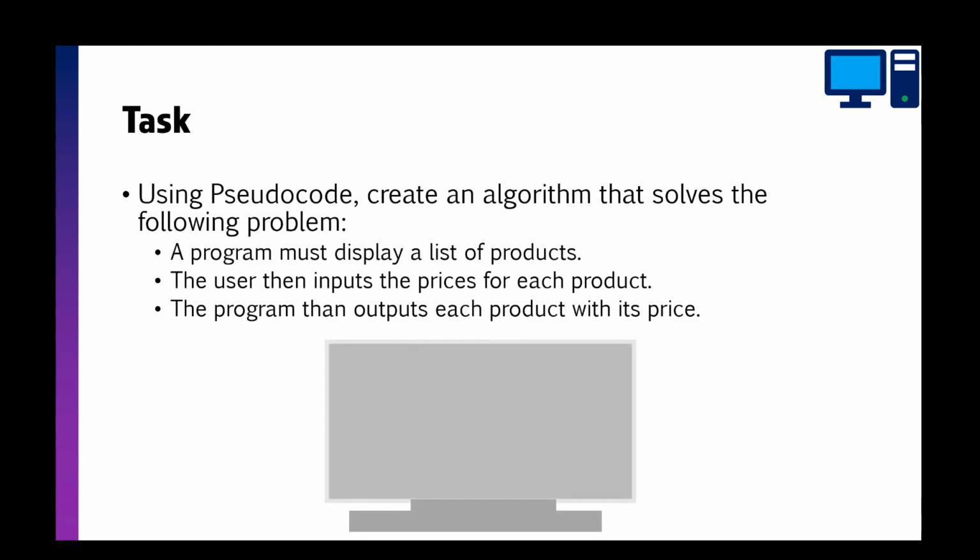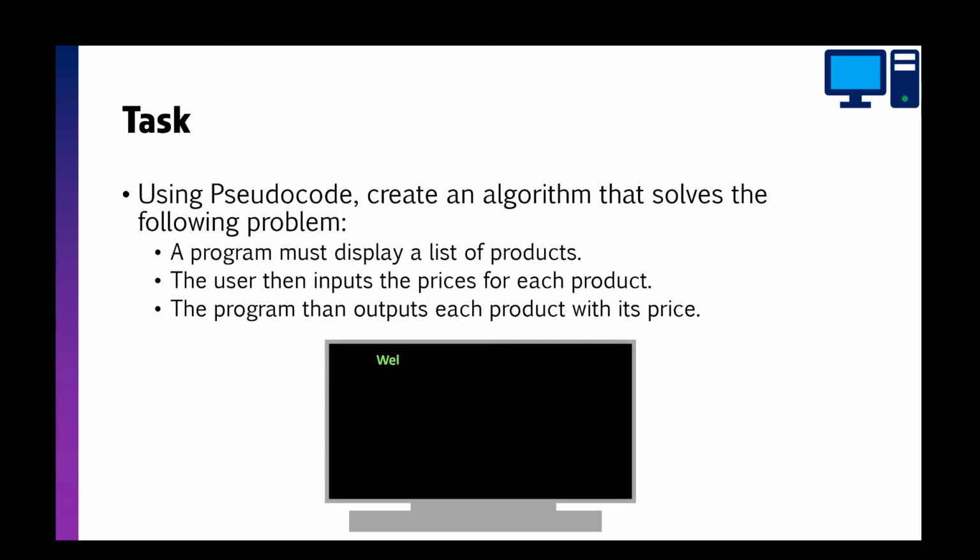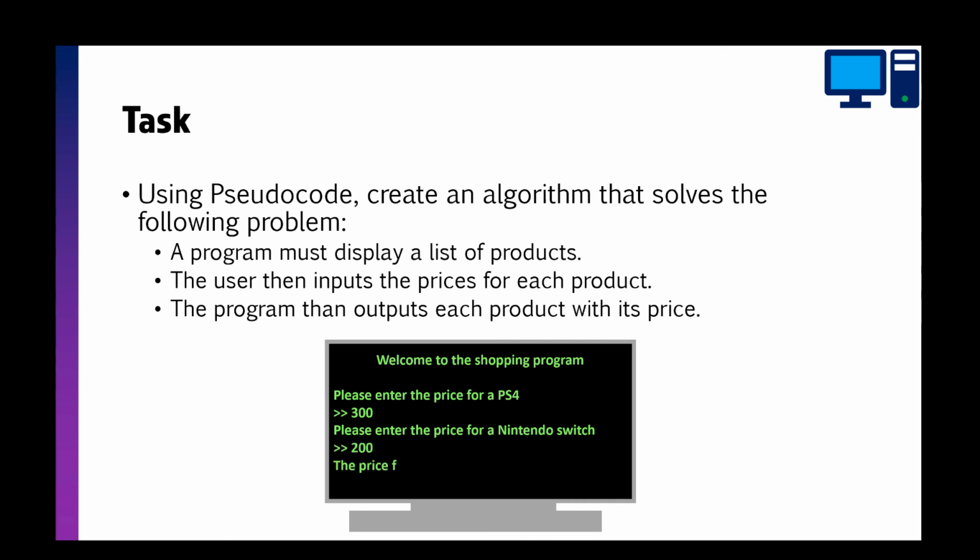Now, what I'd like to do is create for me an algorithm that solves the following problem. So it needs to display a list of products, the user then inputs the prices for each product, the program then outputs each product with its price. So you can see on the screen, I've got an example of how your program should roughly work. So pause the video, use Notepad or Word or a piece of paper, I'm not bothered, and see if you can go ahead and create this program for me.